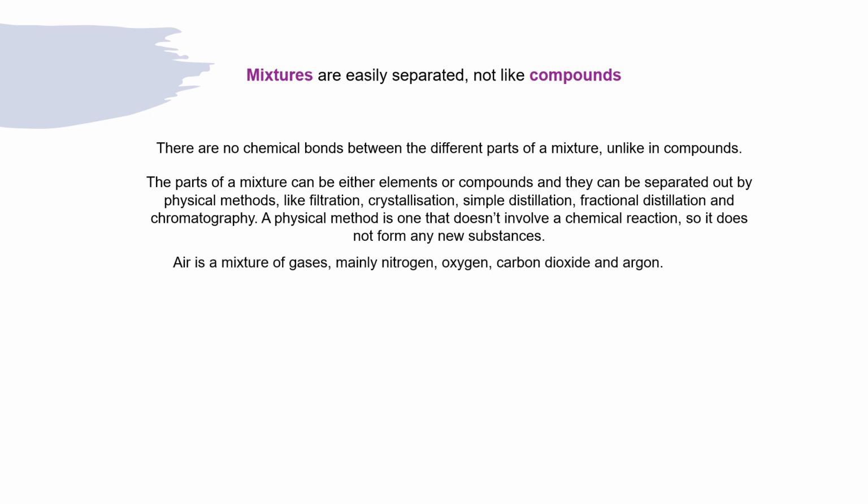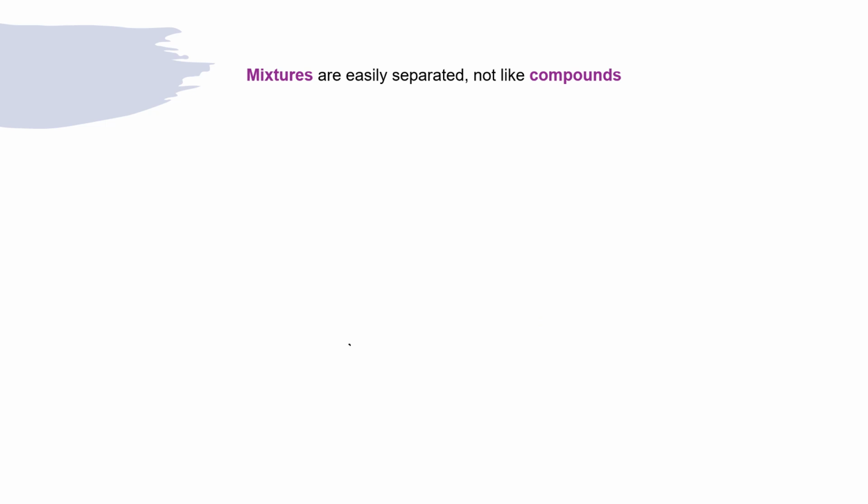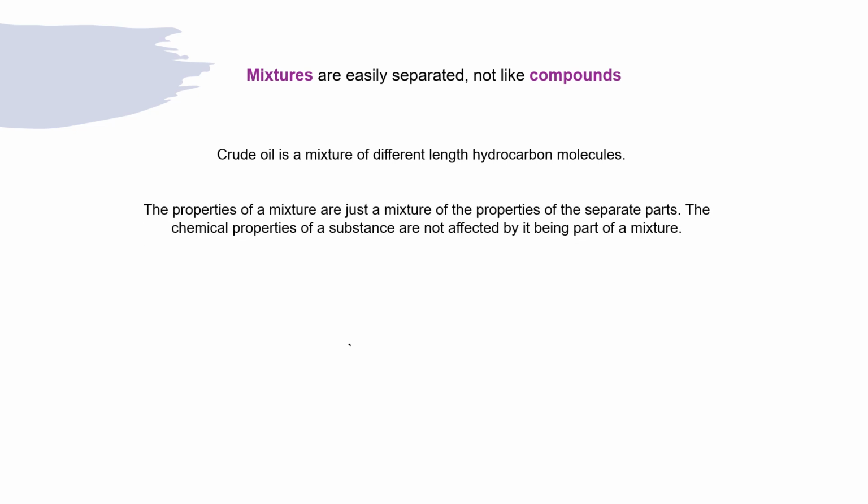Air is a mixture of gases, mainly nitrogen, oxygen, carbon dioxide, and argon. Crude oil is a mixture of different length hydrocarbon molecules. The properties of a mixture are just a mixture of the properties of the separate parts. The chemical properties of a substance are not affected by it being part of a mixture.